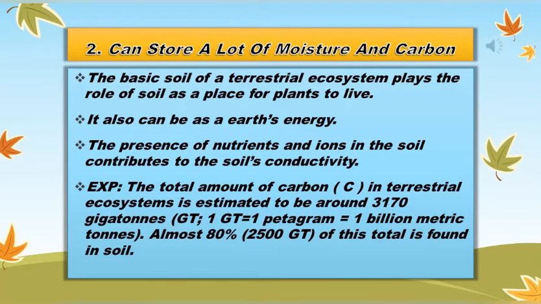For example, the total amount of carbon in terrestrial ecosystems is estimated to be around 3,170 gigatons, and almost 80% of the total is found in soil. This demonstrates that the soil is alive. By supplying carbon dioxide, soil is required for each microorganism to perform its function. With their presence, they can produce healthy and high-quality soil, and they can also produce carbon dioxide through the processes of photosynthesis, decomposition, and respiration.